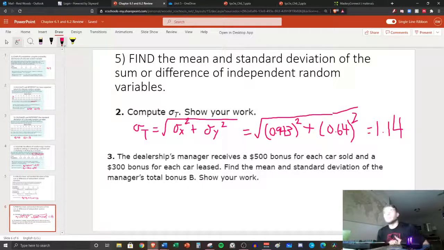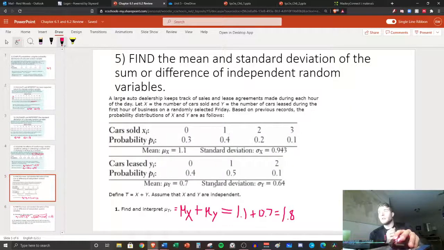Okay. Now it says the dealership's manager receives a $500 bonus for each car sold, and a $300 bonus for each car leased. Find the mean and standard deviation of the total bonus B. Show your work. So we have a transformation occurring for each of these. What we need to do is the appropriate transformation for each.